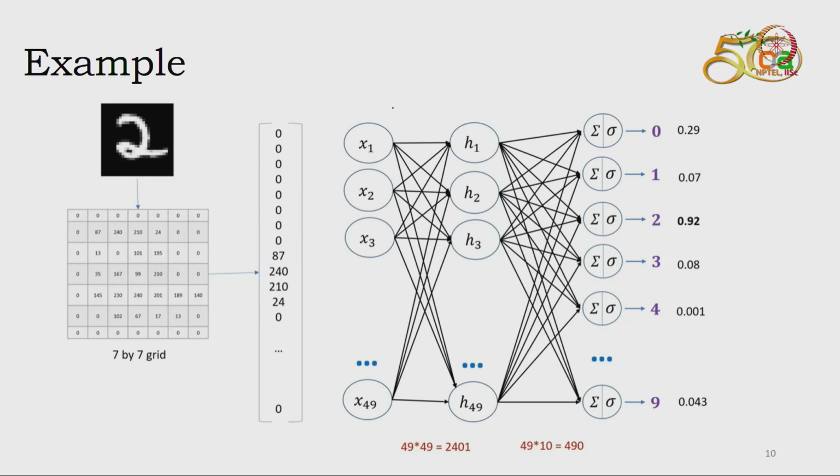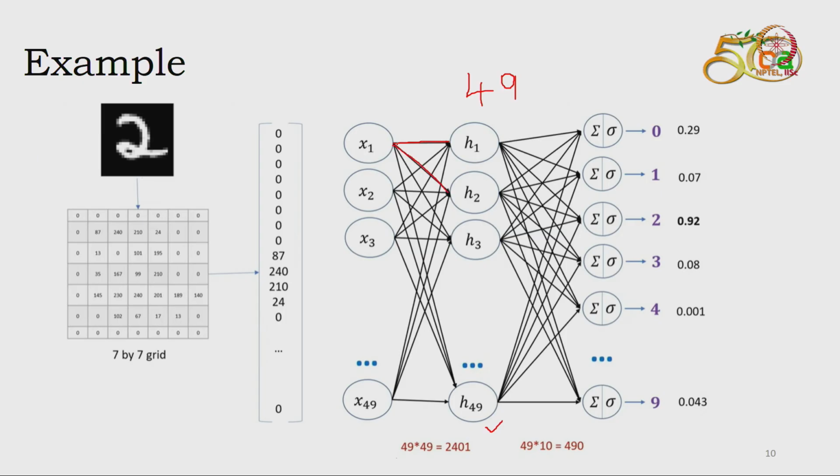Now, if there are 49 neurons that you are placing at an input layer, let us assume there is only one hidden layer, and let us also assume we have put 49 neurons at the hidden layer. It is a fully connected neural network, a dense layer. That means every neuron will be connected to every other neuron.